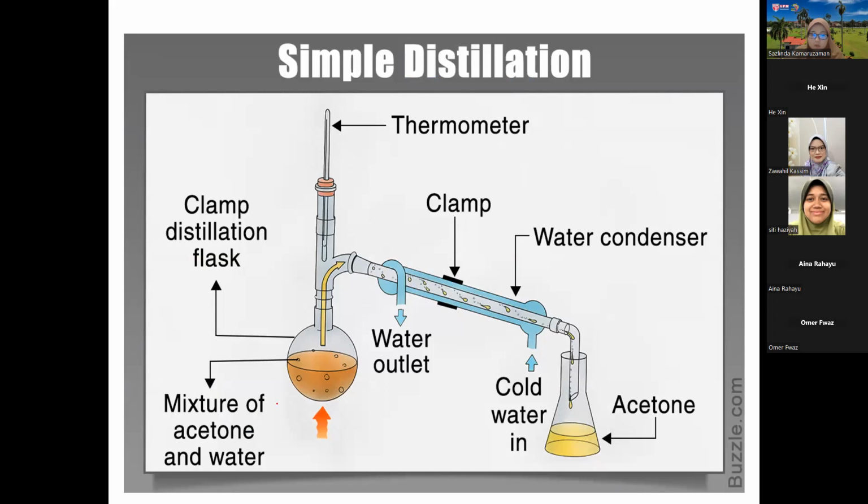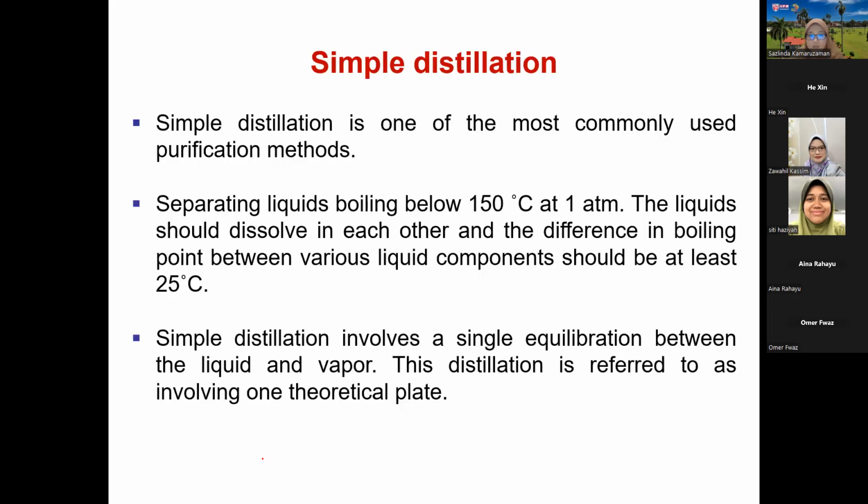For example, in this example we want to separate acetone and water. Because acetone has a much lower boiling point, about 60 something, compared to water at 100 degrees, acetone will vaporize first. So the one that we collect is acetone, and the one that remains in the flask is water.